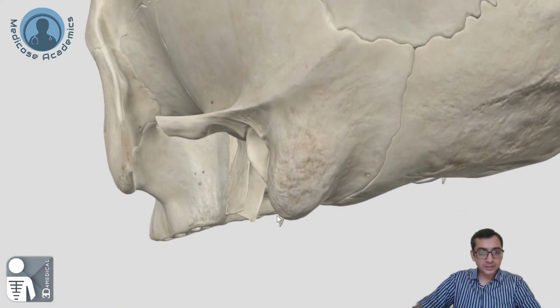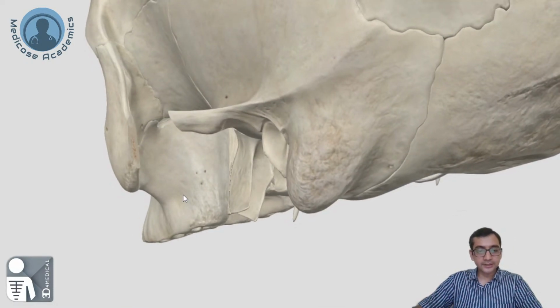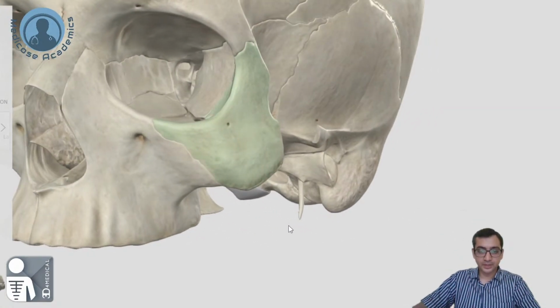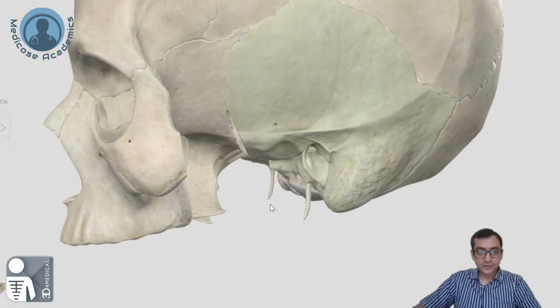If you look from the back, you can see the anterior wall. The anterior wall is made by the posterior aspect of the maxillary bone. It is made by the posterior aspect of the zygomatic bone. This is the anterior aspect. The posterior aspect is made by this styloid process.